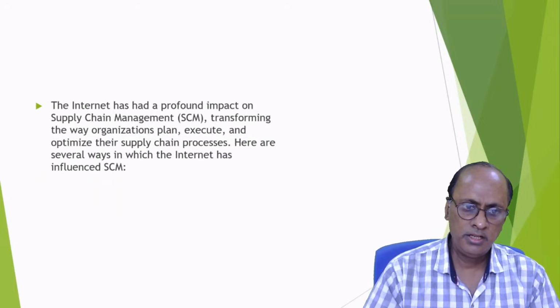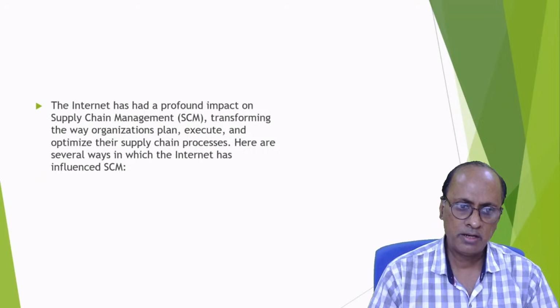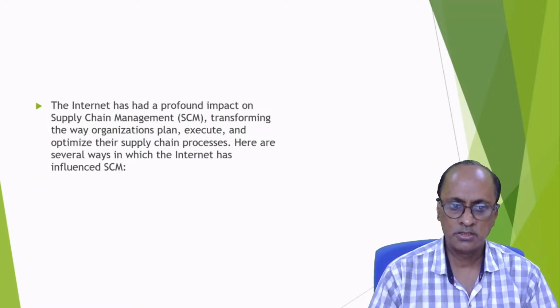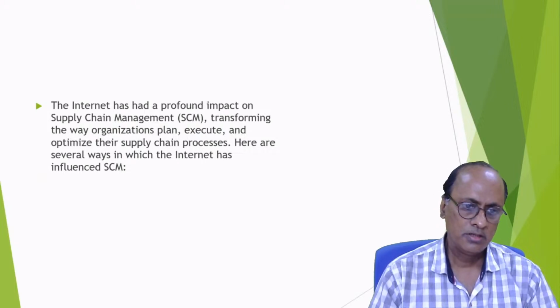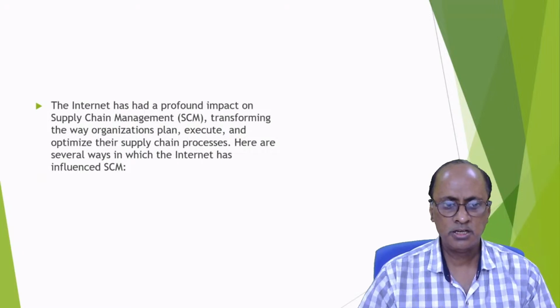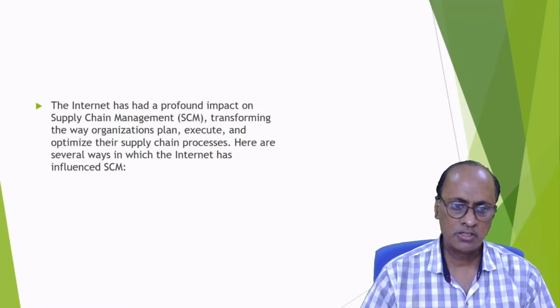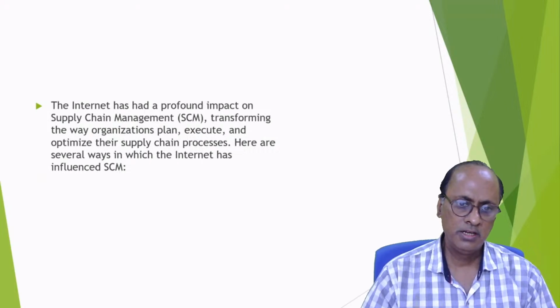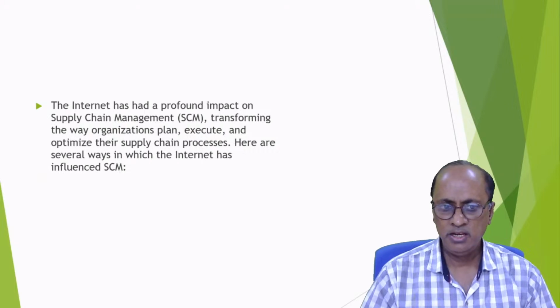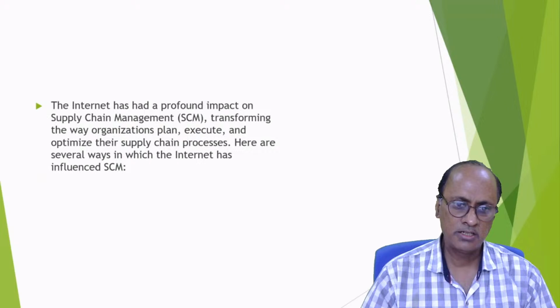The internet has a profound impact on supply chain, transforming the way organizations plan, execute and optimize their supply chain processes. Here are several ways in which the internet has influenced it. So we are discussing the influence of the internet on supply chain management. In present day, the internet has significantly impacted supply chain management in planning, executing and optimizing their supply chain processes.